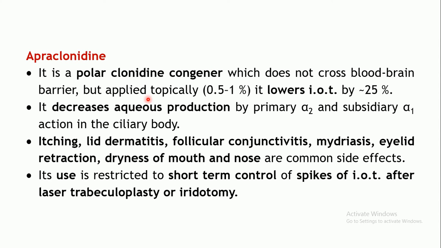Whereas when it is applied topically in the form of a 0.5 to 1% solution, it helps in lowering the intraocular tension by around 25%. Now, how exactly is it helping in reduction of the intraocular tension? It is by decreasing the aqueous production. So, it acts mainly through the alpha-2 and alpha-1 receptors in the ciliary body, which we have seen just now. That's how it decreases the aqueous production and secretion, and as a result of this, it will help in lowering the intraocular tension.